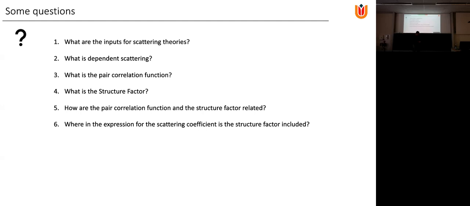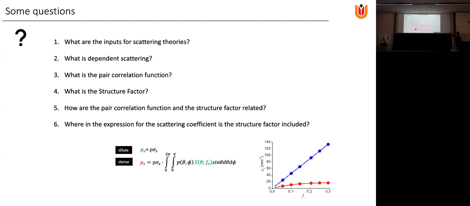Okay, finally the question, and I just put it on the slide, so I'm not going to write it down. What was the answer to question 5? Fourier transform. Where in the expressions of scattering coefficient is the structure factor included? I have that on the slide here. I hope you can read it.